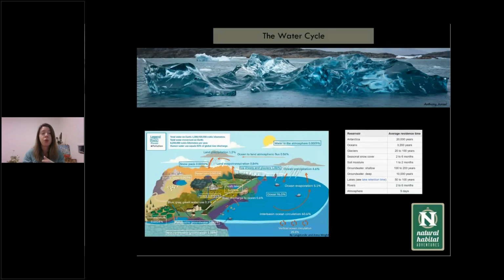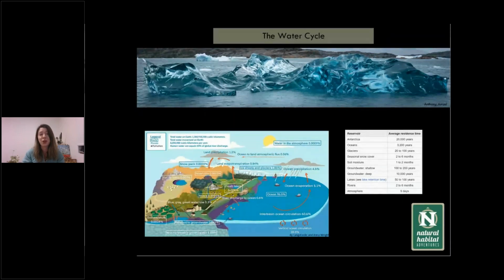So in deep groundwater, that water may remain in that place by the time it eventually gets shifted around by a number of pressures, 10,000 years. So I don't know about you or me, I'm not living 10,000 years, so that's not going to be replaced in a really long time. It's not going to move through that water cycle system for a really long time.